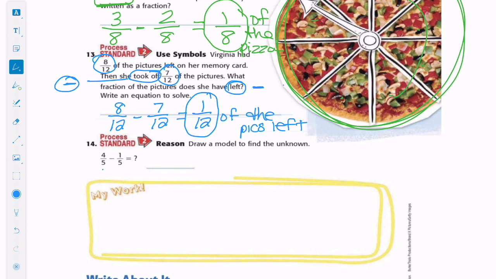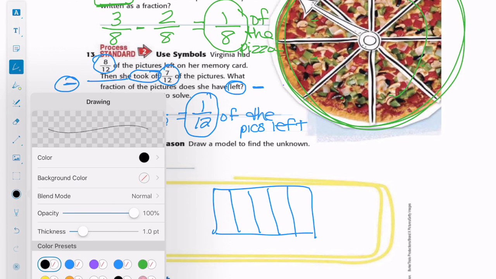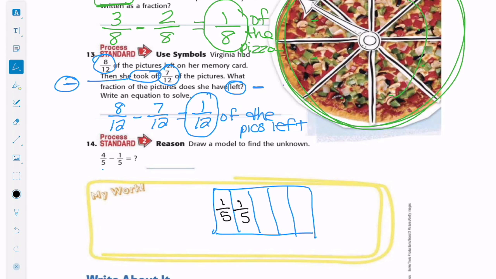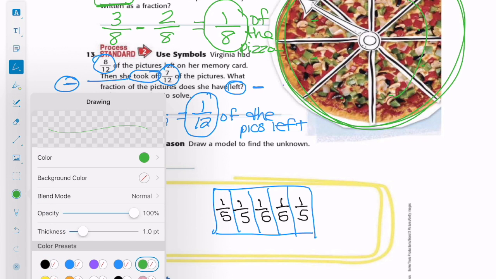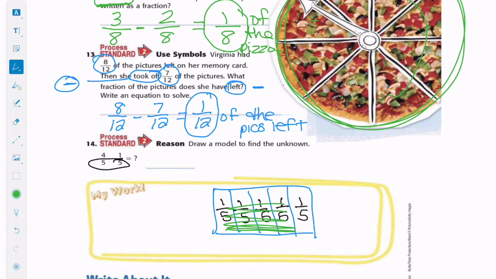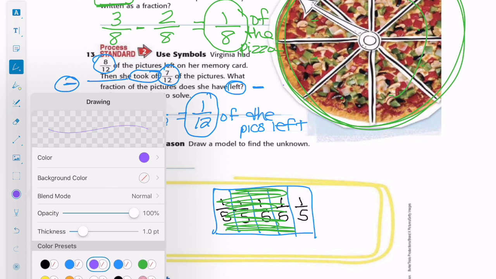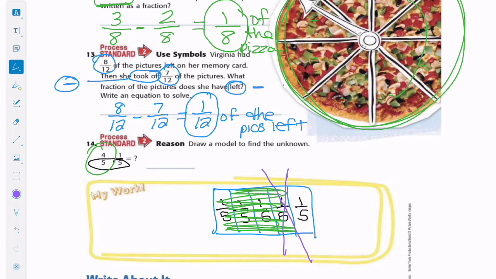Okay. 4 fifths minus 1 fifth. Draw a model. So we need to have how many total pieces? 5. Good. So let's see. We got 1 fifth, 1 fifth, 1 fifth, 1 fifth, 1 fifth, because out of 5 means there were 5 total pieces. Okay. And I have 4 fifths colored in, right? That's my 4 fifths. But now I want to take away one of those. So I'm going to get rid of that. So what does that leave me with? 3 fifths. So that's how you can represent it with a model.